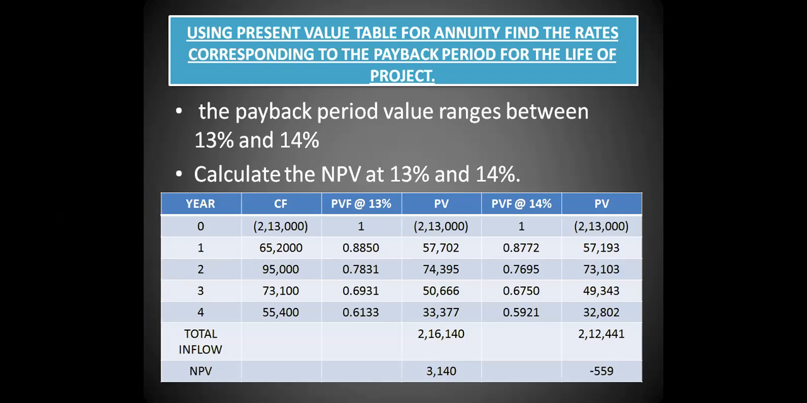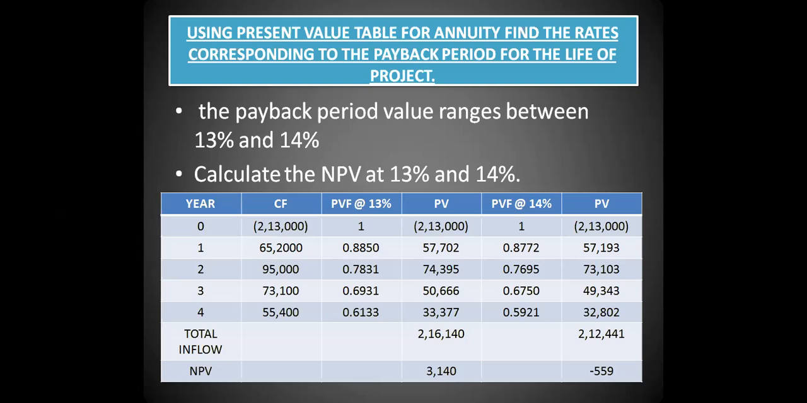And in the second case, at 14%, the present value of all cash inflows is 2,12,441, and we will subtract 2,13,000 from this, and the amount will come negative. Why? Because here your outflow is more than the inflow. So that is why NPV is negative.